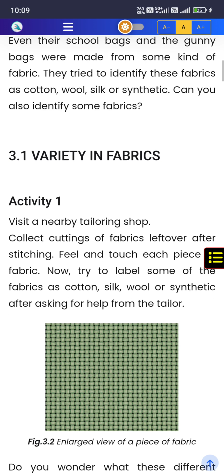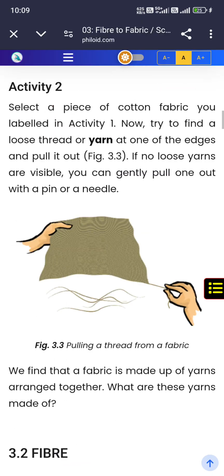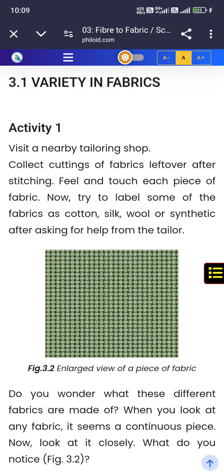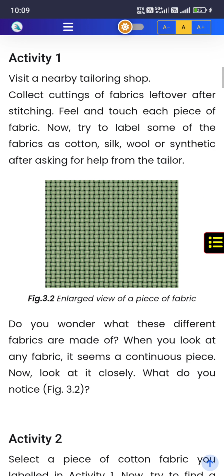Next is 3.1, variety in fabrics. So this is their activity 1 and activity 2. In activity 1, they are asking us to visit a nearby tailor shop and collect cuttings of fabrics left over after the stitching. Feel and touch each piece of the fabric. Now label some of the fabric as cotton. So what they're saying is you can go to the nearest tailor, or you can ask your mom to give you some silk, cotton, wool or synthetic, and you can staple them in your copy and mark down which is cotton, which is silk and which is synthetic.